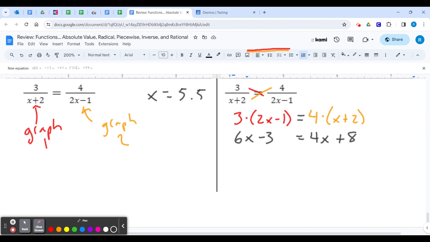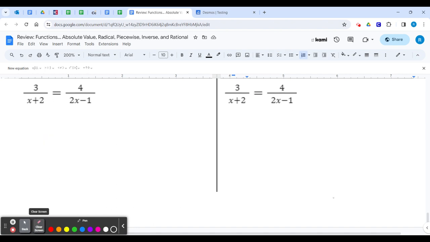And then I'm just solving for x here. I need to move all the variables over to one side. I'm going to move the 4x over to the left. That gets me 2x minus 3 equals 8. And I'm going to move that 3 over to the right, adding 3, adding 3. So I get 2x equals 11.